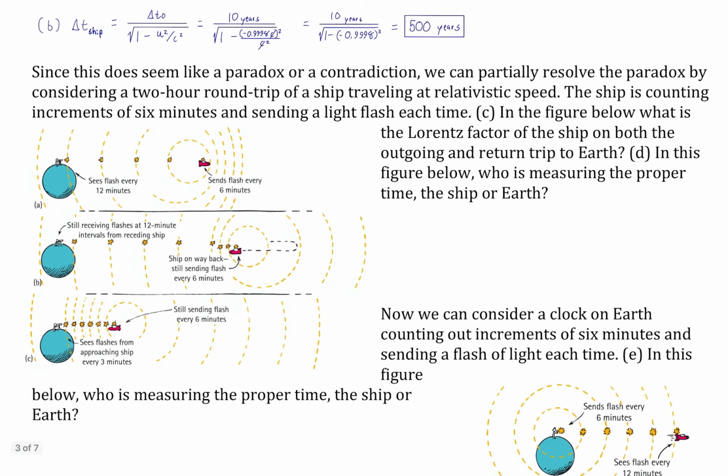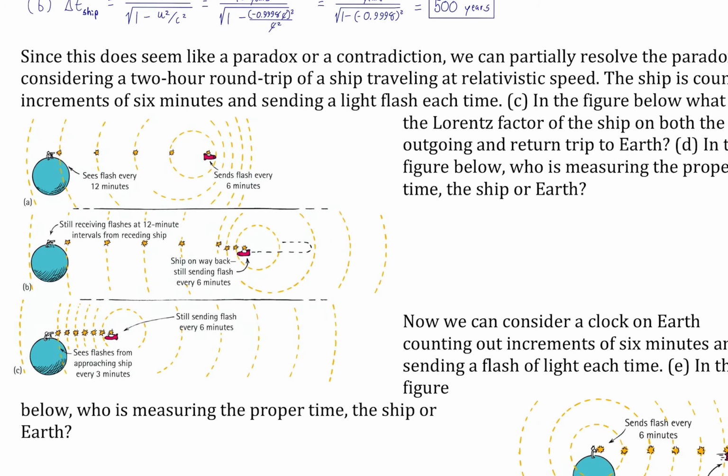All right, so in the figure below, what is the Lorentz factor of the ship on both the outgoing and return trip? What you want to pay attention to is that the ship is going to send a flash every 6 minutes in its reference frame. Back on Earth, a flash is going to be measured every 12 minutes. Why? Well, because there's essentially a Doppler effect going on, where the ship is moving further away, and so the waves are further spaced as the ship moves away, right? Because it's essentially catching up with the light partially each time it emits it.